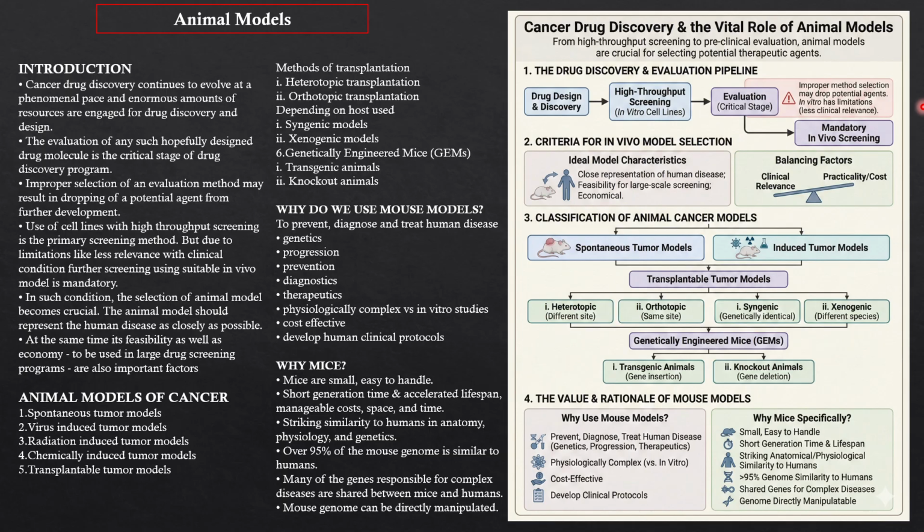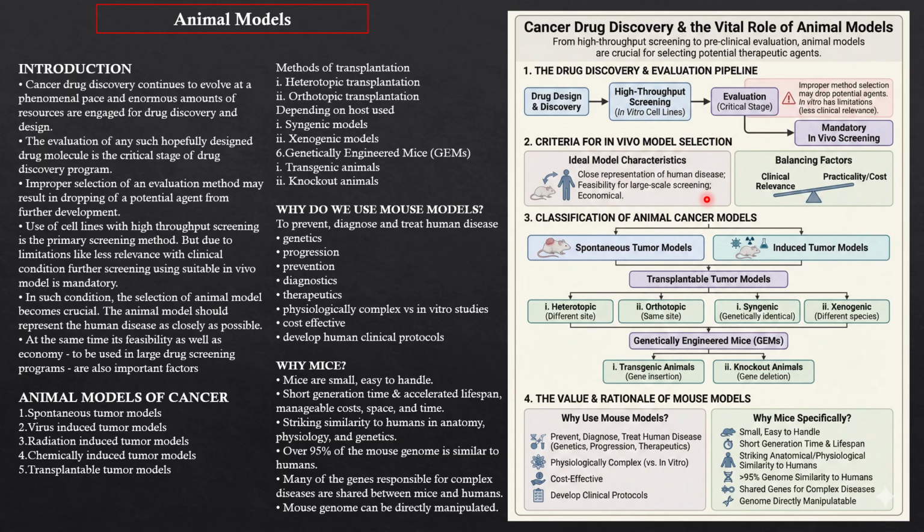So the criteria for in vivo model selection is that ideal model characteristics should be a close representation of the human disease, whereas the feasibility of large-scale screening, and it should be economical. The balancing factor should be there: there should be clinical relevance and practical cost.